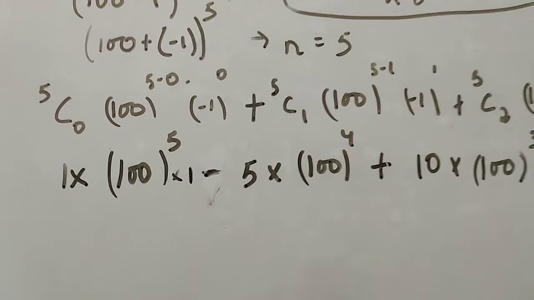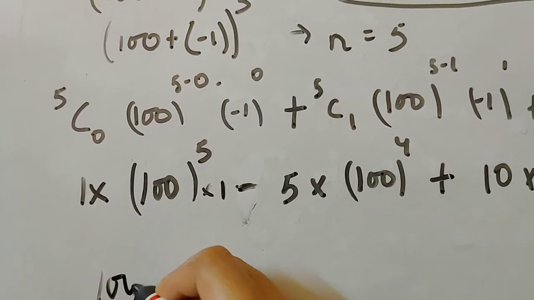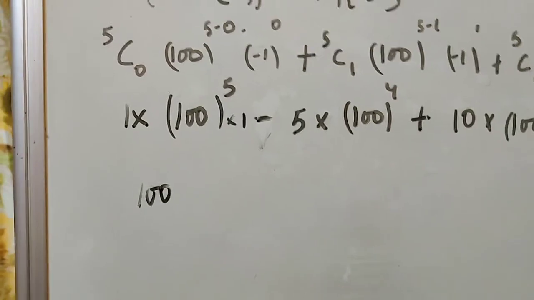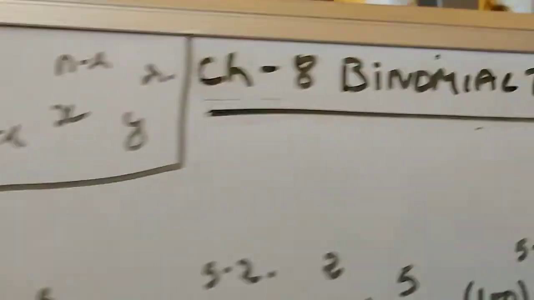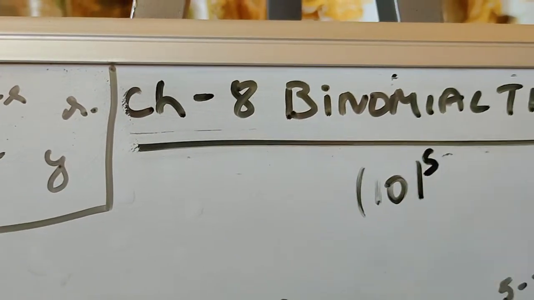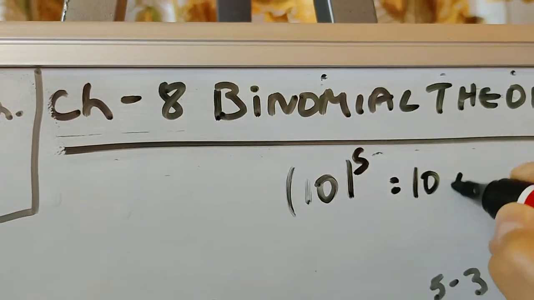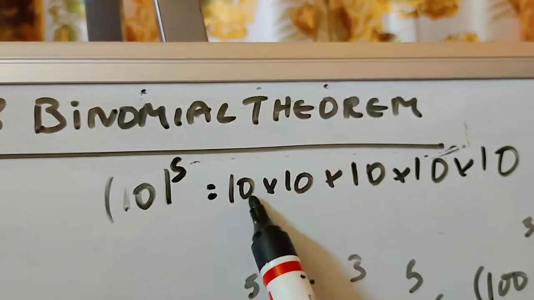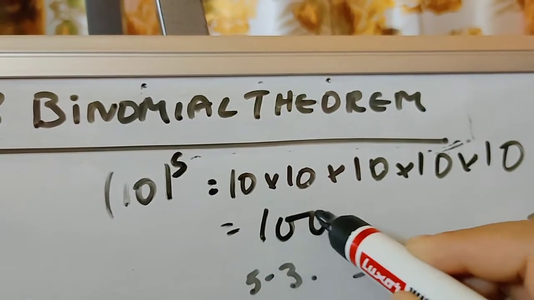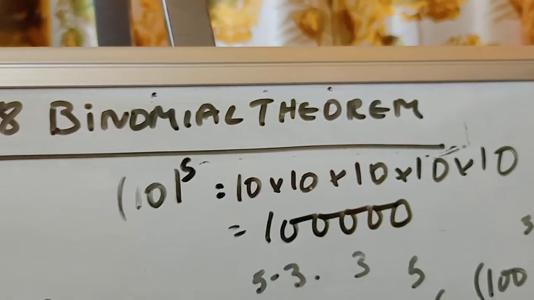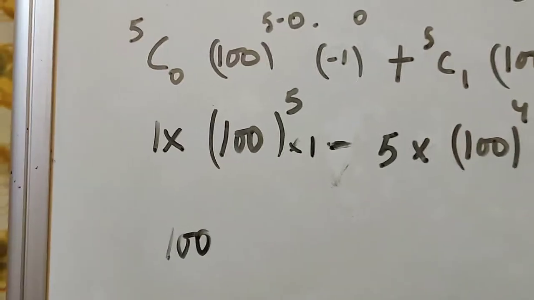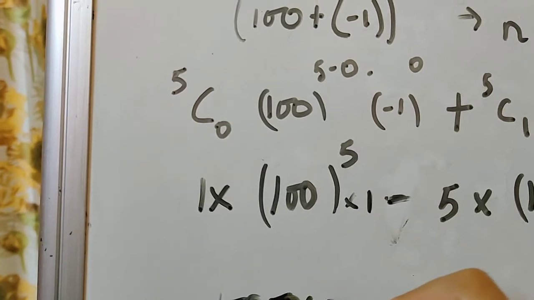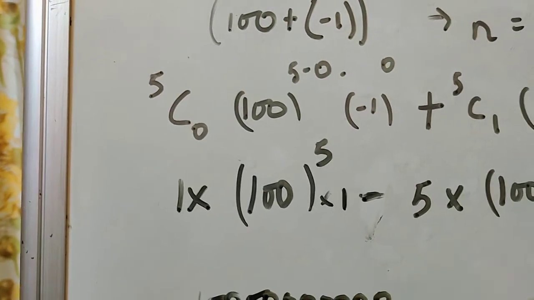So now let's calculate. Okay, 100 to the power 5. Now how to put the values. Say if it was 10 to the power 5, that means 10 is multiplied 5 times: 10 into 10 into 10 into 10 into 10, like this. So how many zeros will be coming? 1, 2, 3, 4, 5 zeros will be coming. Now in place here there are 2 zeros. So 2 zeros will be coming 5 times. 1 time, 2 time, 3 time, 4 time, 5 time.